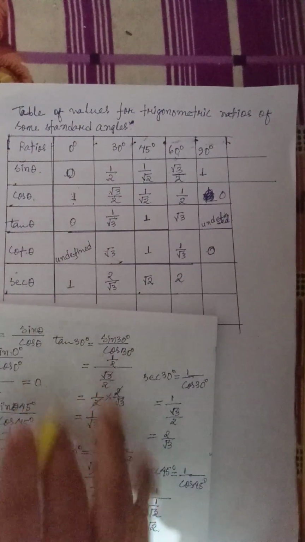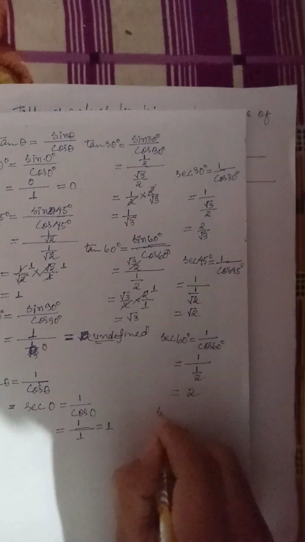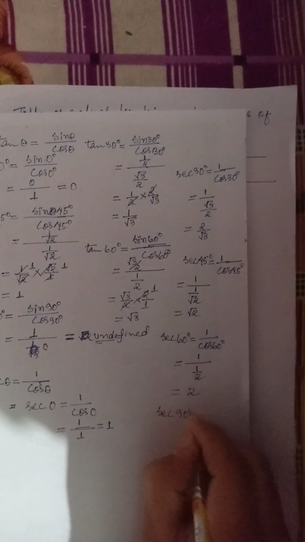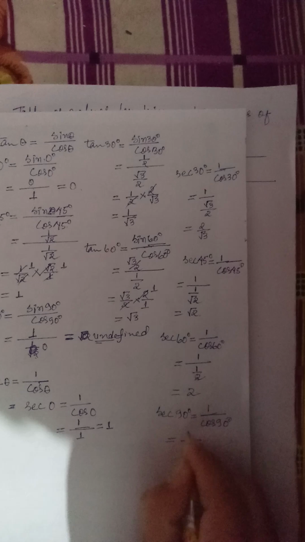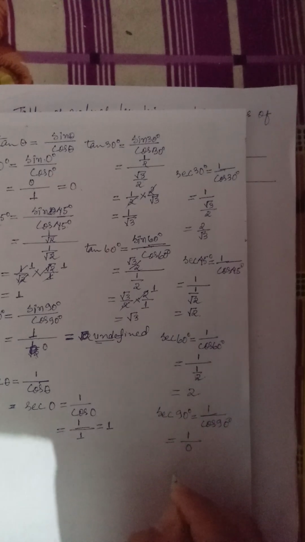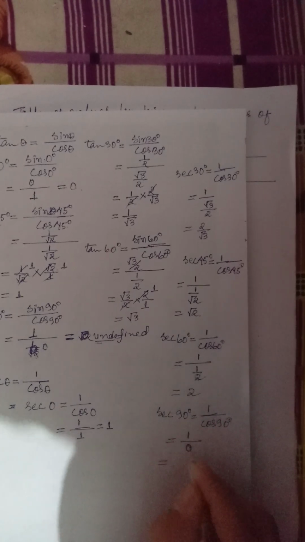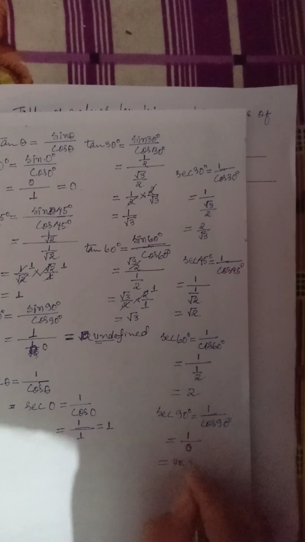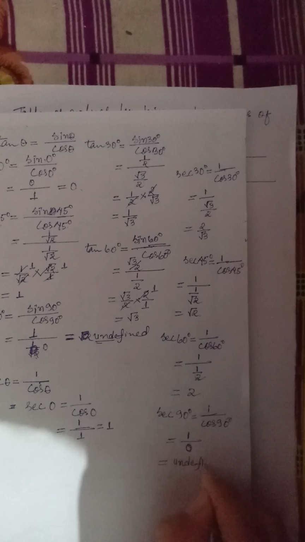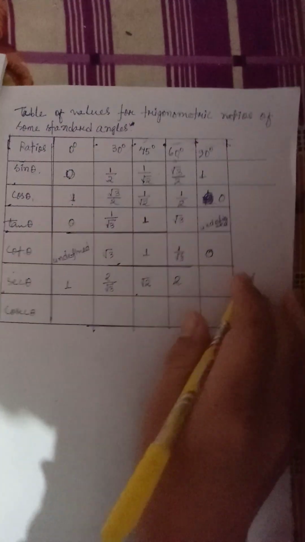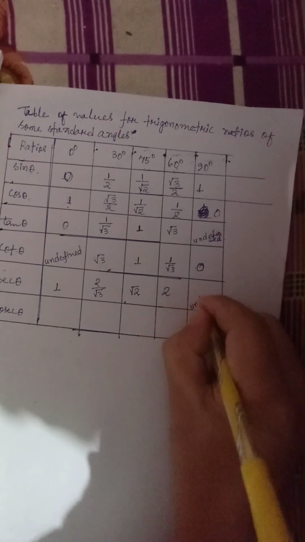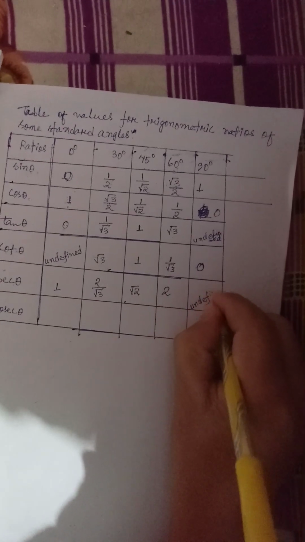And after that, sec 90 degree. In order to find sec 90 degree, it will be 1 by cos 90 degree. What is the value of cos 90 degree? It is 0, alright? Then 1 will be divided by 0, which we call undefined. Thus, the last value that we have in this will be undefined.